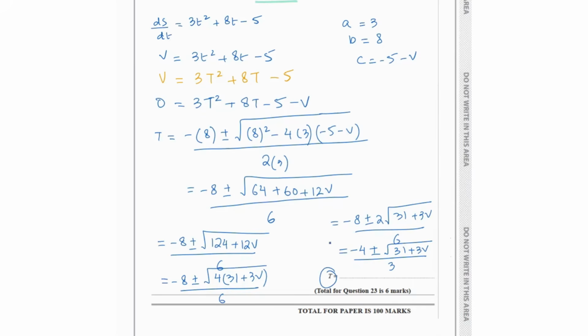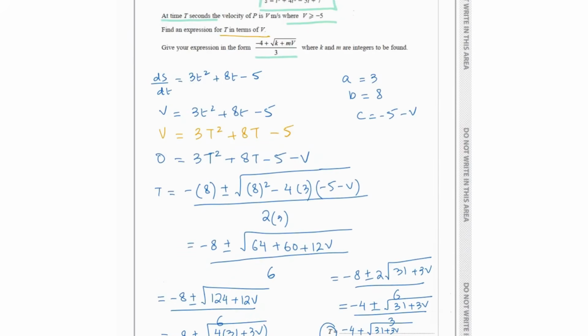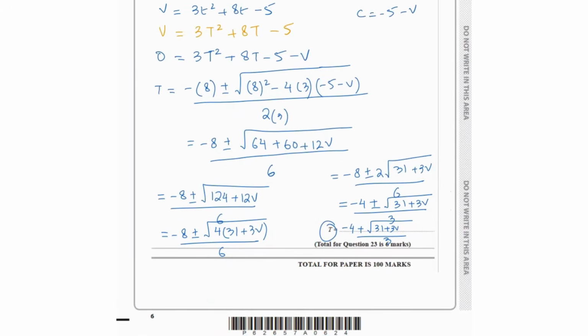Since time cannot be negative, we take the positive value. So t equals -4 plus the root of 31 plus 3v, over 3. That is your value of t in terms of v. And with that, we're done with this predicted paper.